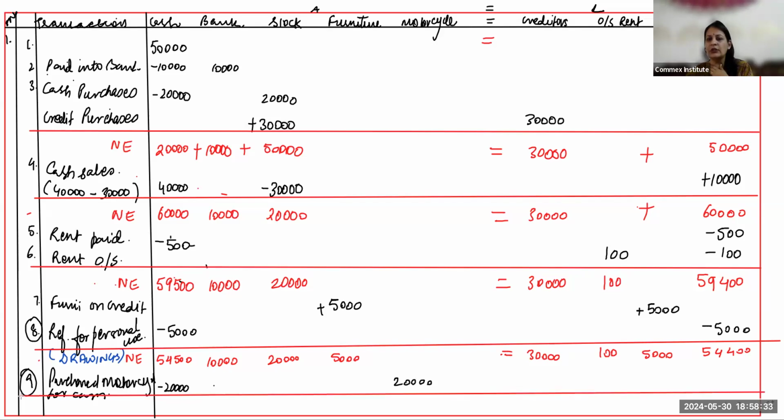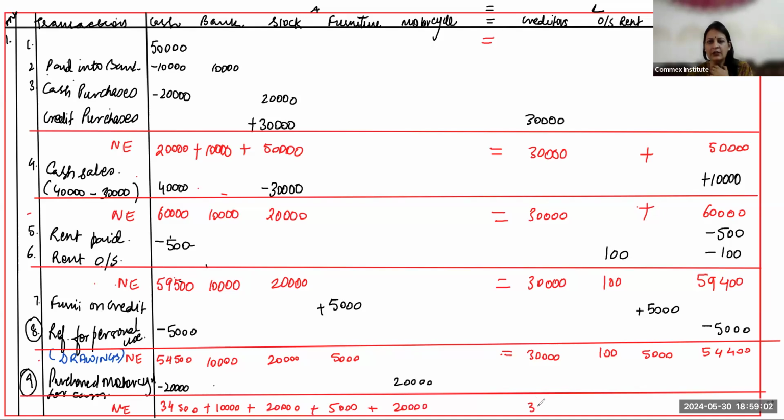And with the final new equation, I'm going to draw the balance sheet. So the new equation, my cash has gone down by 20,000, so it makes it 34,500. No change in the bank balance, 10,000 still. No change in the stock, 20,000. No change in the furniture, 5,000. No change on the motorcycle, a new asset has been created, 20,000.